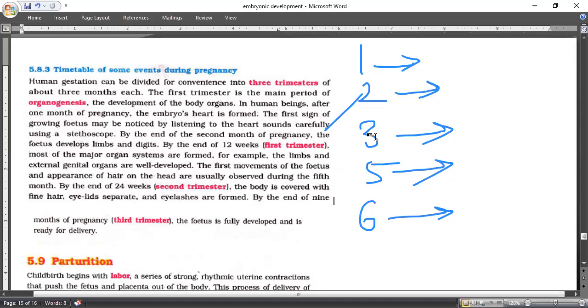First month of pregnancy, the embryo heart is formed. Second month of pregnancy, limbs and digits are formed. Third month of pregnancy, major organ systems are formed, like limbs and external genital organs.